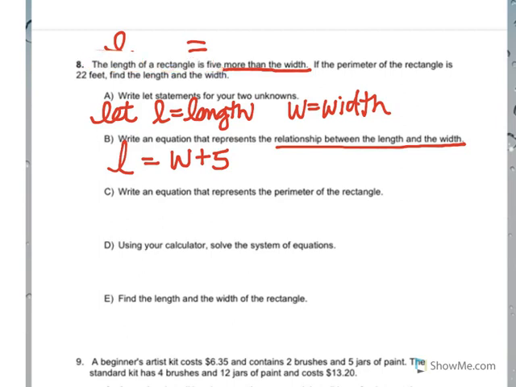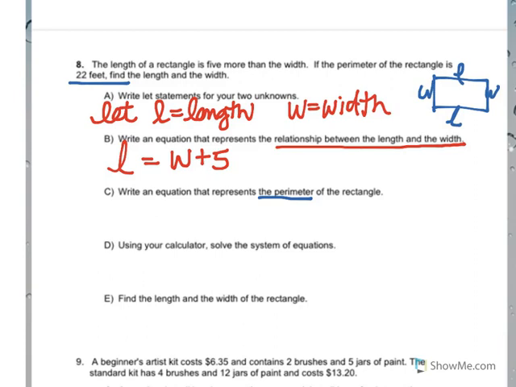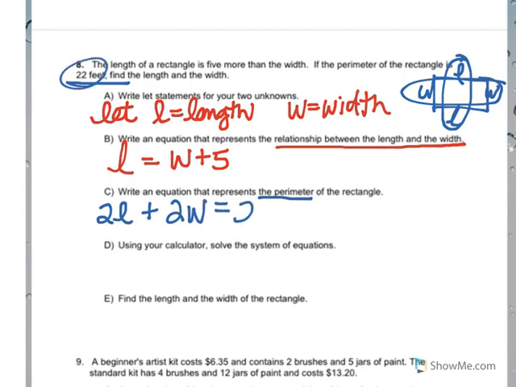Now, the second equation it asks us to write is the one related to the perimeter. So we know that the perimeter is 22 feet. And remember, on a rectangle we have a length, we have a length, we have a width, we have a width. So if we're going to do an equation for the perimeter, we add them all up, right? So I need the 2 lengths plus the 2 widths. So we're going to say 2L plus 2W equals the perimeter, and it tells us the perimeter is 22.